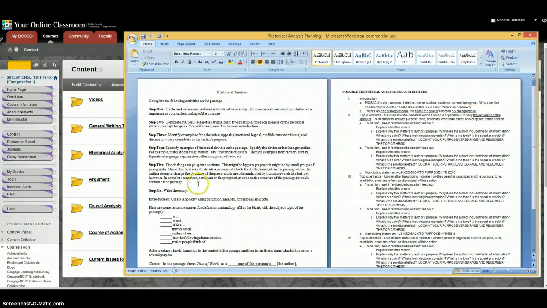And then one of the most important parts is to divide it into chunks. And if you read this, it says right here, divide the passage into sections. It might be paragraph, or it might be small groups of paragraphs. One of the best ways to divide a passage is to look for shifts, moments in the passage where the author seems to change the direction of the piece. Shifts are often indicated by transition words like but, yet, however.